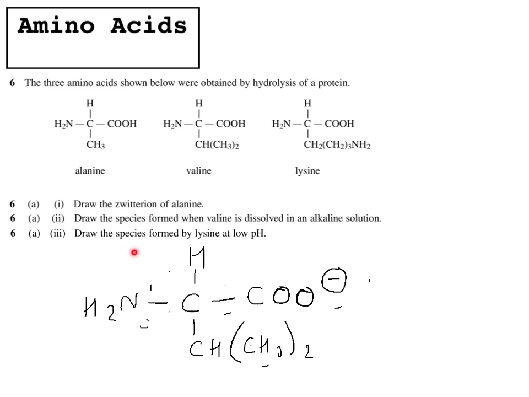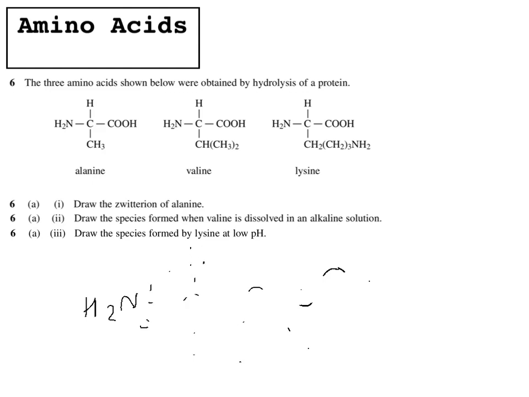Then it says draw the species formed by lysine here at low pH. So again, I'll just rub out what I've drawn here. At low pH, that means a pH of less than 7. That means it's acidic. Remember, when it's acidic, there's extra H plus in there, so you're going to be getting a protonated amine group. So you're going to have this group here protonated, but also there's another NH2 here, and at low pH, both of those will be protonated. They'll both accept a proton.